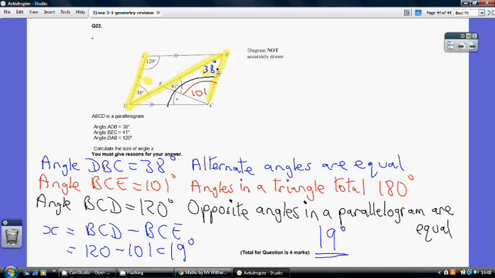triangle total 180 degrees. Now, this is a parallelogram, so this big angle here, the complete angle that I've marked in black, angle DCB, that must be 120 degrees because opposite angles in a parallelogram are equal. Now if that whole angle is 120, with this part here being 101, then x must be the difference. So x is 120, take away 101, which is 19 degrees.